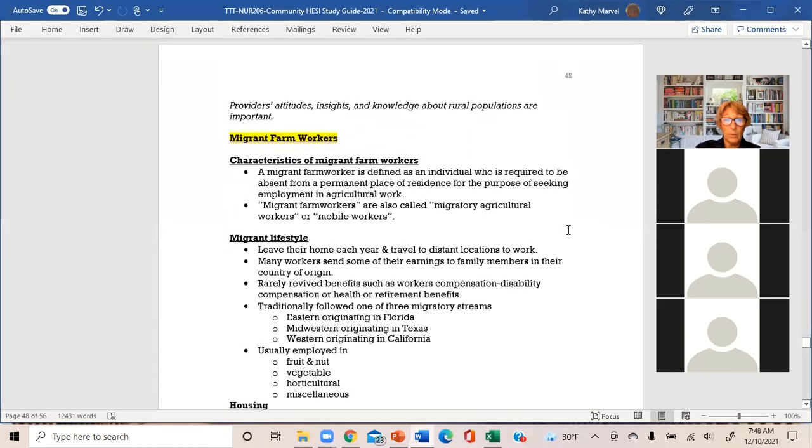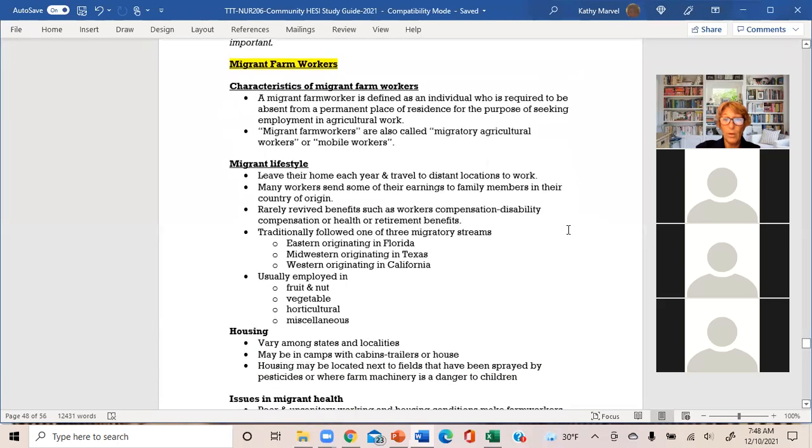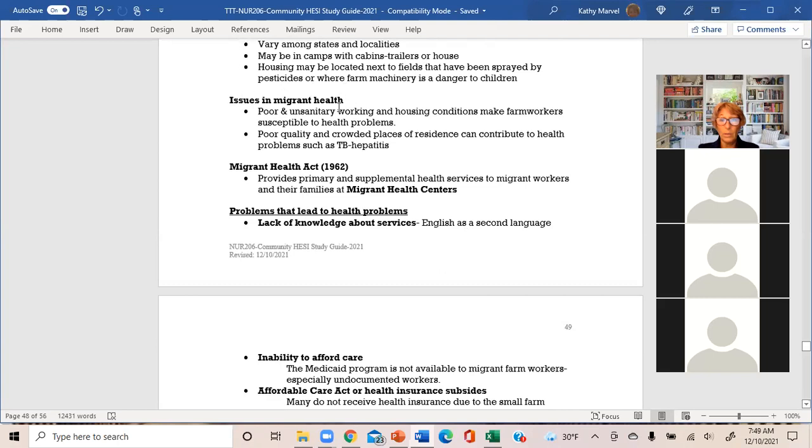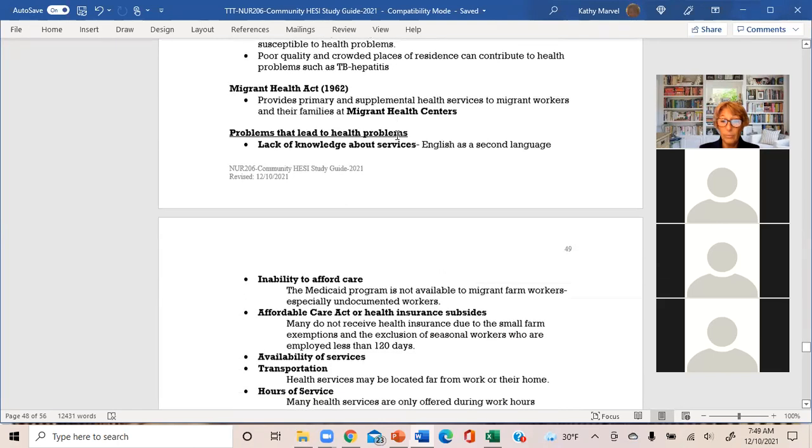In this section, we also cover the migrant farm workers. Please know the characteristics of the farm workers. What's their lifestyle? What may be their issues in health? Remember, this is the chapter where we covered the difference between migrant health and immigrant health.